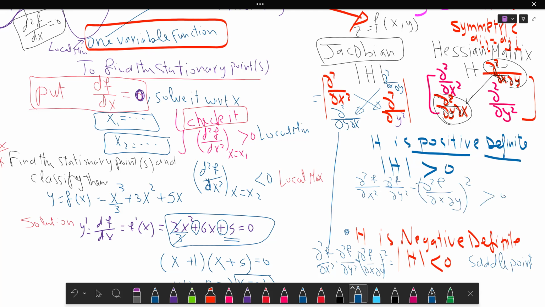The square is positive, right? In this case, if you have this one positive definite, you have two cases here, right? One of them is local maximum. This happens when Fxx is negative, yeah, less than 0, right? And local minimum when Fxx is greater than 0, right? Okay.